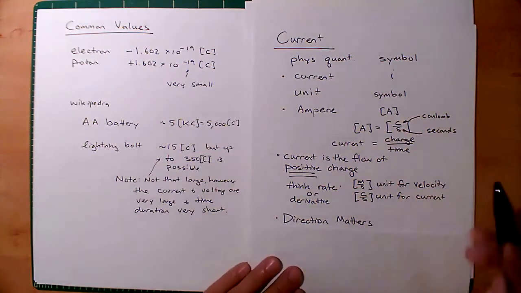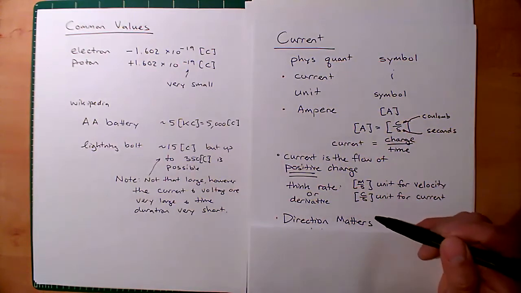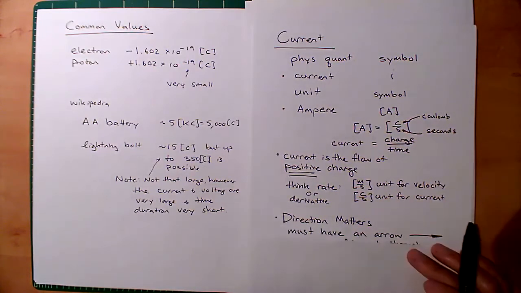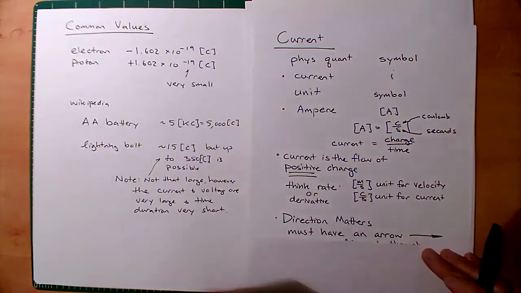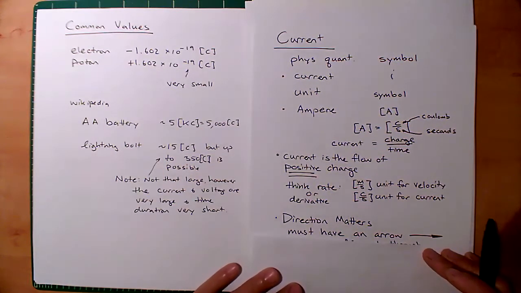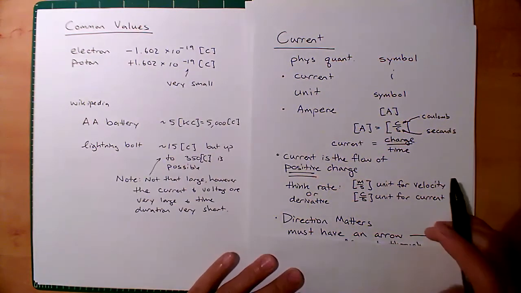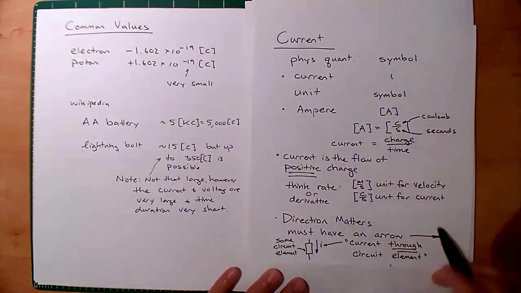The other key part is direction matters. So you need an arrow. You must have an arrow when we're dealing with these circuits, right? It tells you what the sign is, right? Okay, so here's an example.